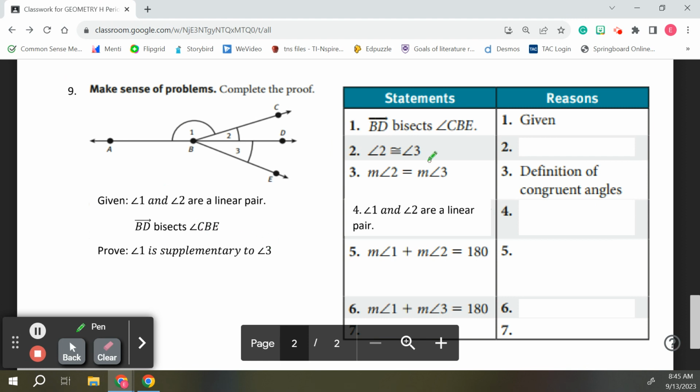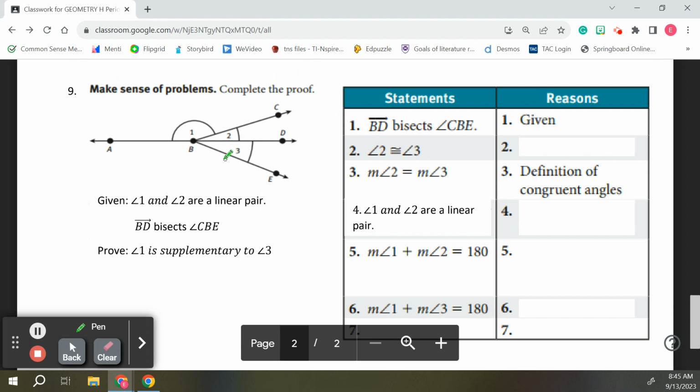Now, if we take a look at this, what they did here was they split the given. That is a tactic you can use where you take one piece of the given, kind of exhaust all the options, and then start working on that second piece. Okay? So that's why I'm giving this to you guys, because I want you guys to understand that there's multiple ways of doing this. So if we look at first that BD bisects CBE, that's given to us.